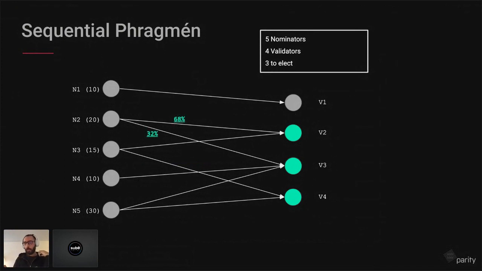More importantly, Phragmén tells us the distribution of nominator stake among the validators who got elected. In this case, nominator 2 has 20 tokens, but the question is, how do we distribute that between validator 2 and validator 3? This is actually a real example. You can run it in the sp-phragmen crate and you get the same result. It tells us to give 68% of the tokens of nominator number 2 to this validator.